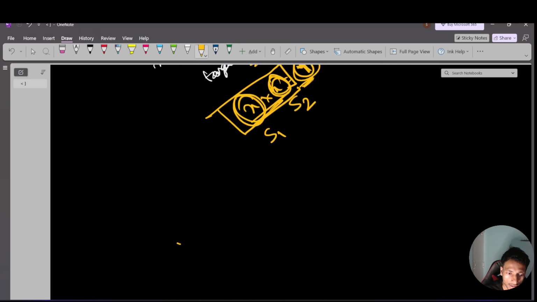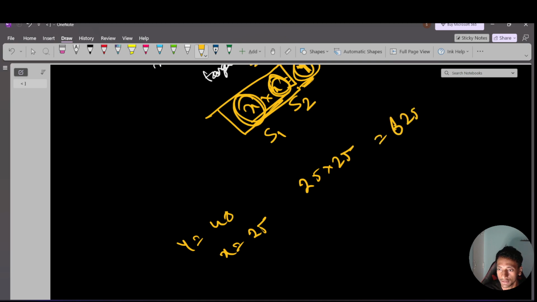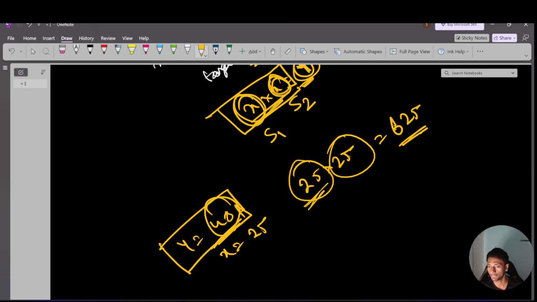Suppose y is 48 and x is 25. 25 into 25, I'll get 625. Is this equal to 48? No, because I know that the product of all the numbers is equal to 48, but I need two subsets whose products are each equal to 25. So the total product will be 25 and 25, which is 625. This is not equal, so I can't generate any answer. Clear? That is why I can't generate an answer.